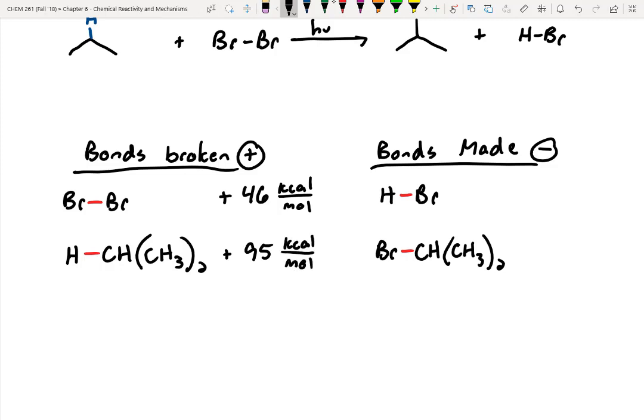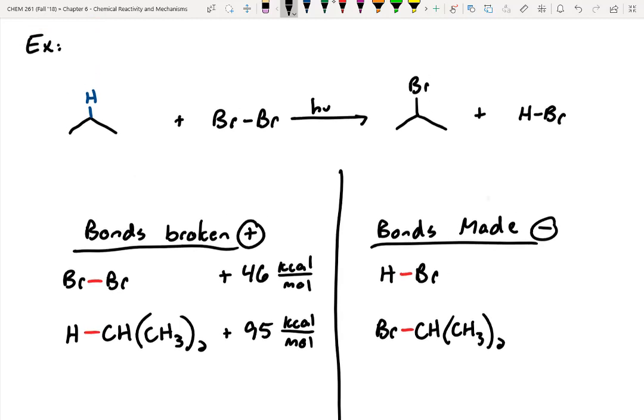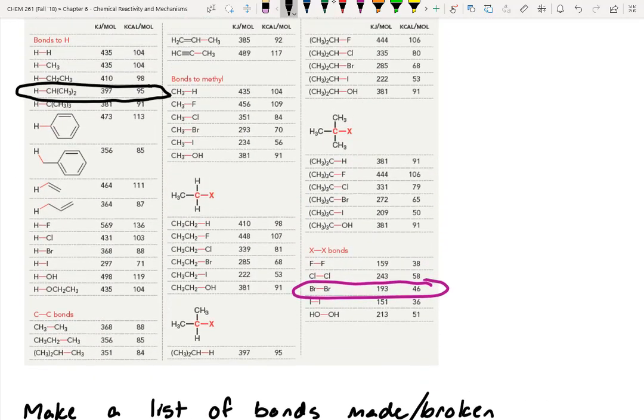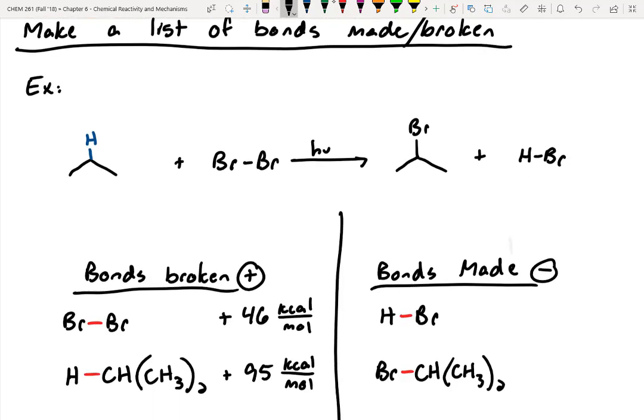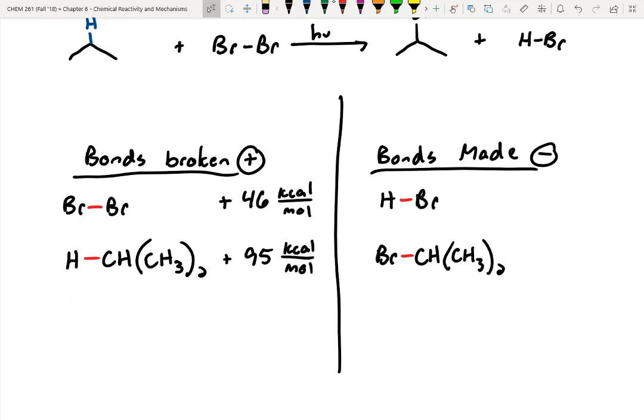All right, so we've got one half of our list done. Let's do the bonds made side and look for HBr. So if we go up and we look for HBr in here, I'm going to erase these. HBr is down here, 88. So let's plug that in. And it's important to remember the sign, right? It's got to be negative 88 kcals per mole.